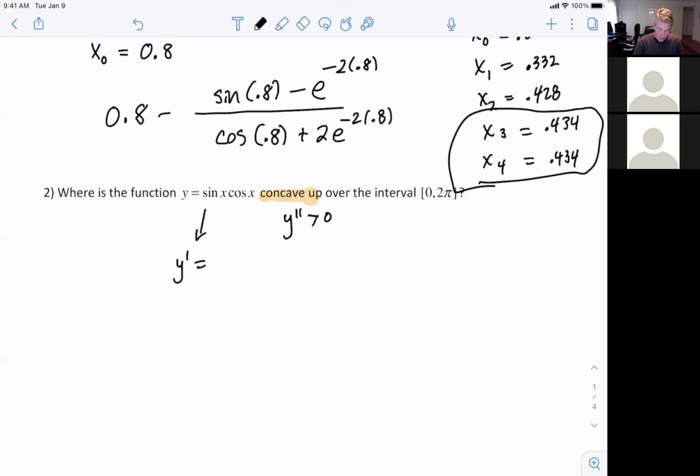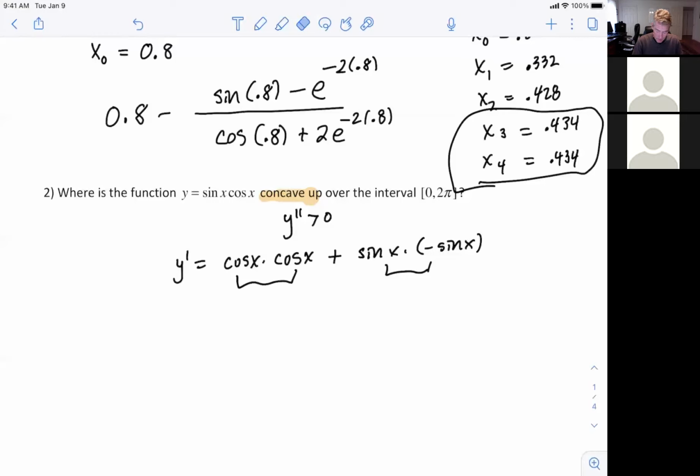Because for the first derivative, you'd have to use the product rule. So the derivative of sine is cosine. And then that cosine, that second cosine will stay there. Then the product rule goes plus. Now leave the sine alone and take the derivative of the cosine, which is negative sine. And that's the first derivative. Now, when you do the second derivative, you'd have to use the product rule here and the product rule here, and it's going to be even twice as long as this. And then we would still need to set it equal to 0.